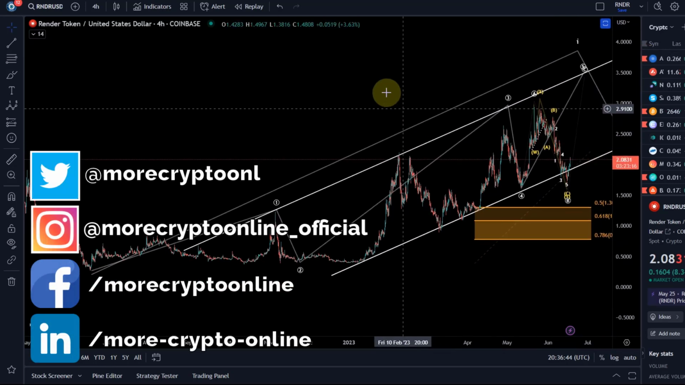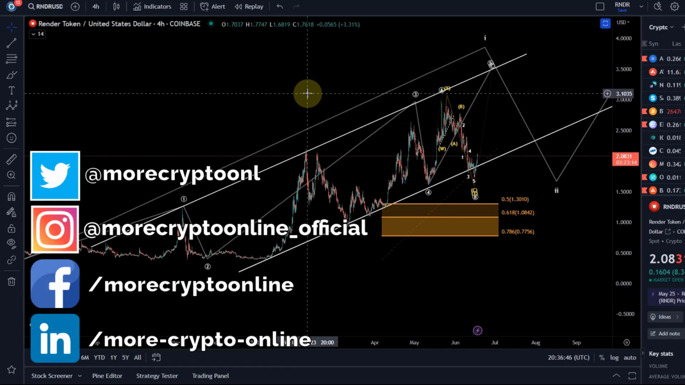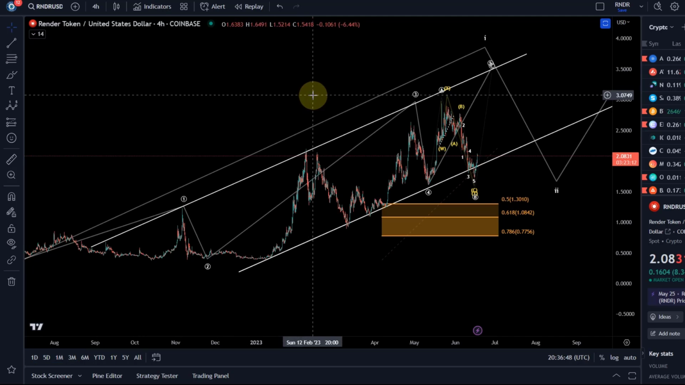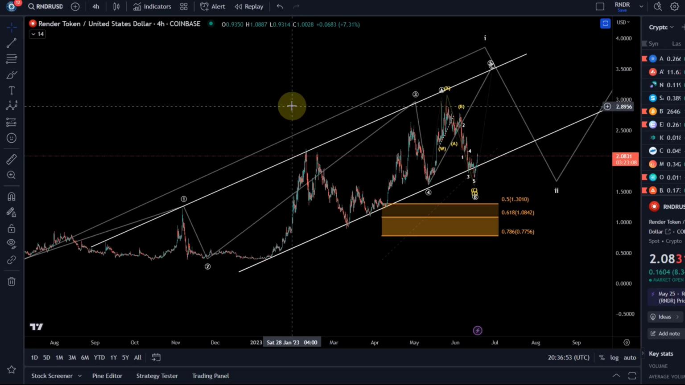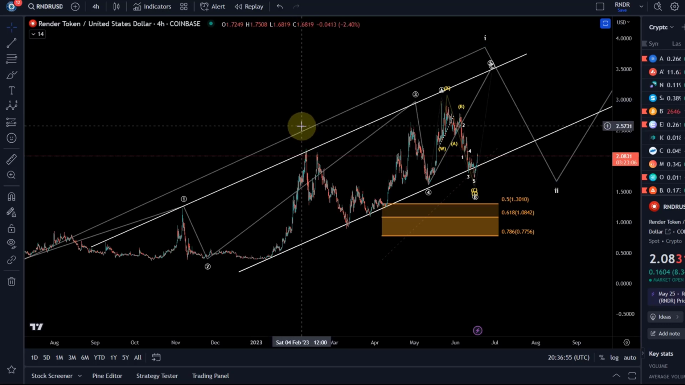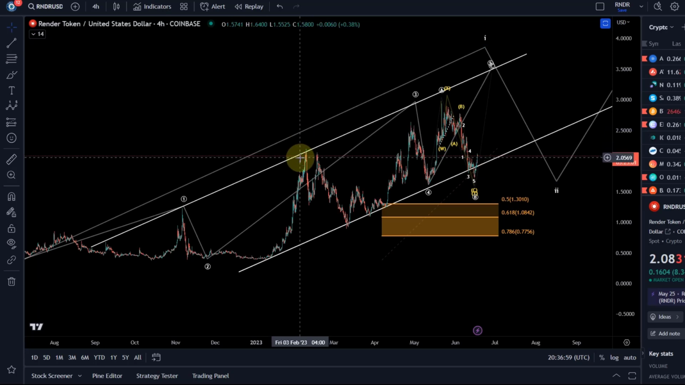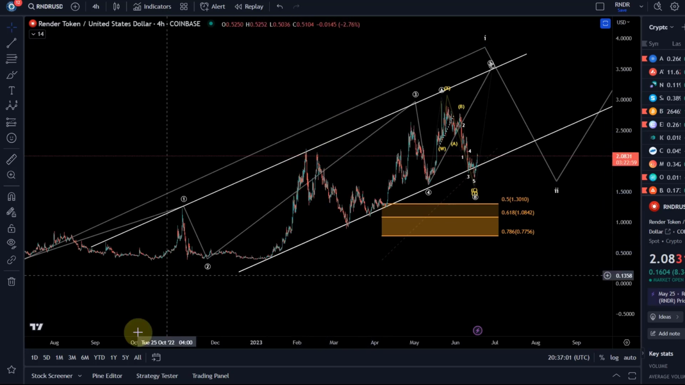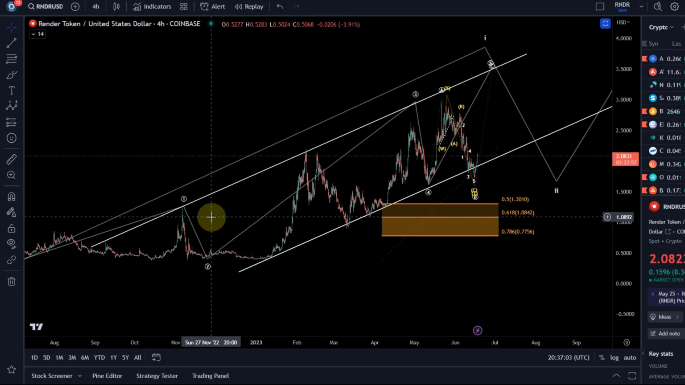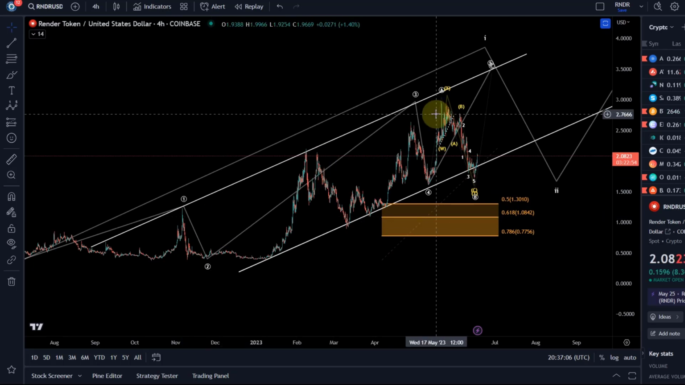I've got two wave counts here for you on the Render chart. If we talk about probabilities, they are both likely in similar ways. There isn't really an edge here because they're both messy. This is not the best chart for Elliott wave, I have to say that, because it's not impulsive.